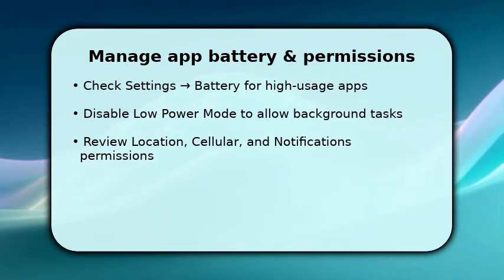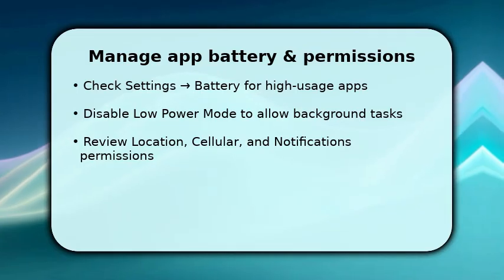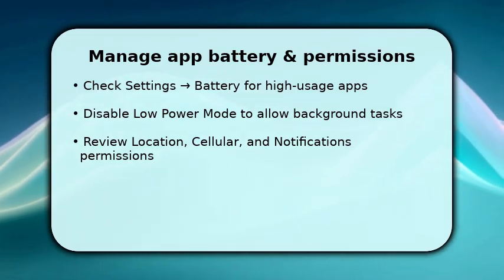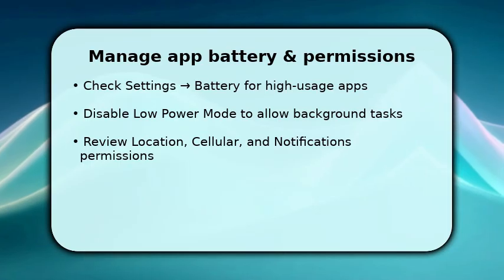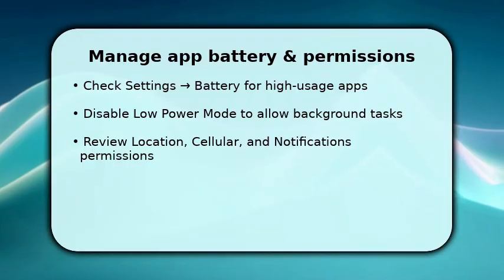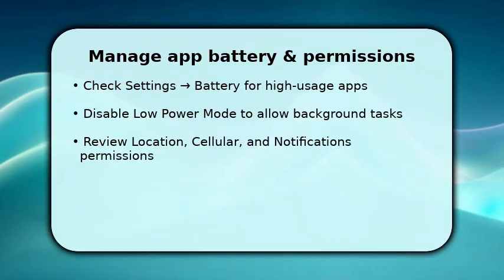Open Settings, then Battery, and identify high usage apps. You can adjust those settings or limit background activity selectively. If low power mode is enabled, turn it off because it restricts background refresh. Once done, make sure critical apps have location, cellular, and notifications permissions so they can run and communicate.